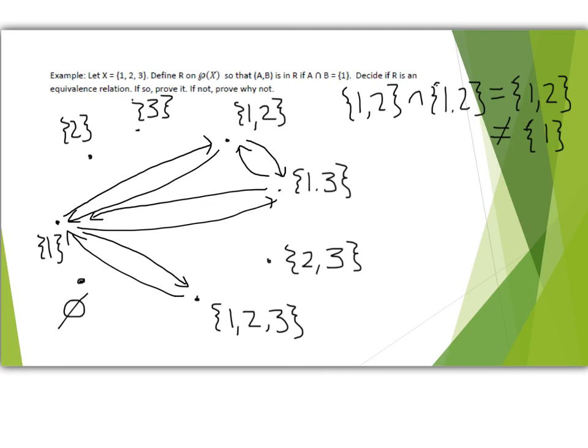And now that I've drawn the digraph, I can see a few things. For example, I can see that this graph is symmetric, but unfortunately, this graph is not transitive. Let's talk about why not. So we have an edge going from 1, 2 to 1, 3, and from 1, 3 to 1, 2. So in order to be transitive, I would have to have a loop on the element 1, 2. But I don't, because as I pointed out here, 1, 2 intersected with itself is not 1. So in terms of reflexivity, being symmetric and being transitive, the only one we have is symmetry.